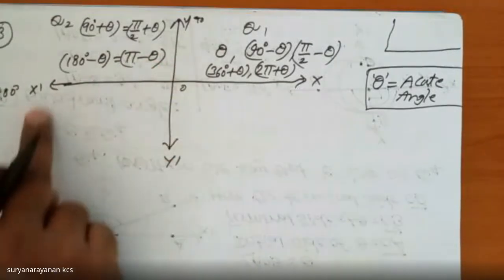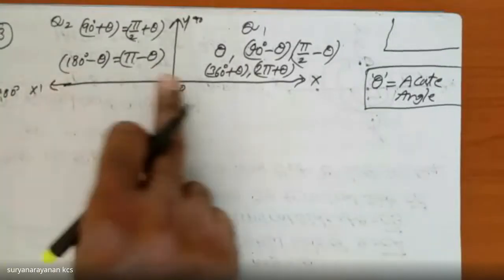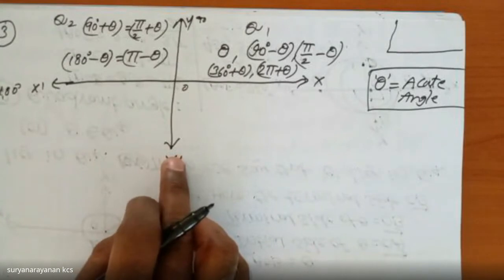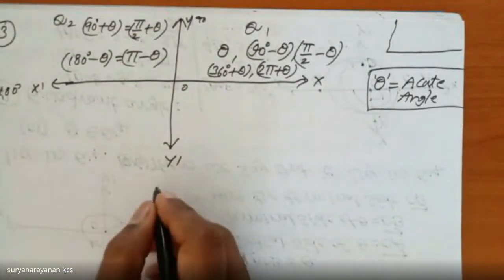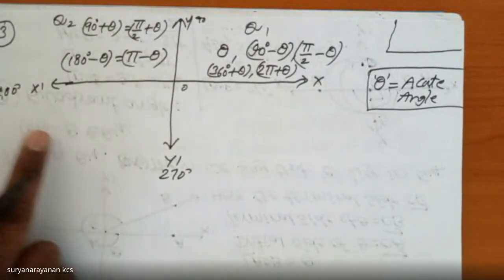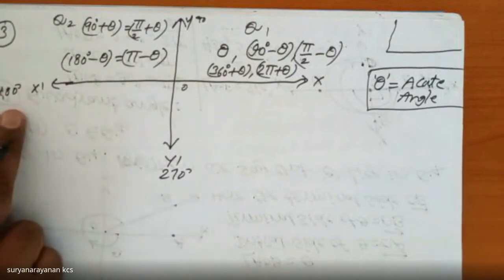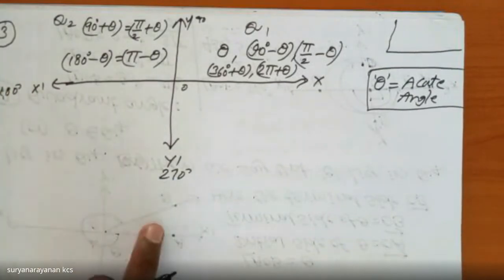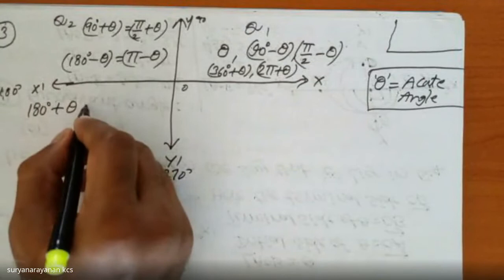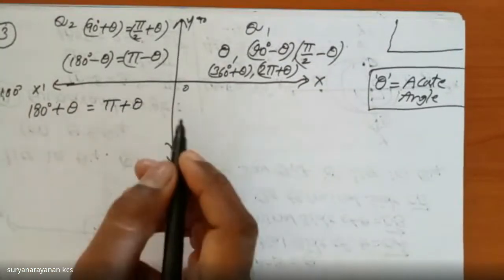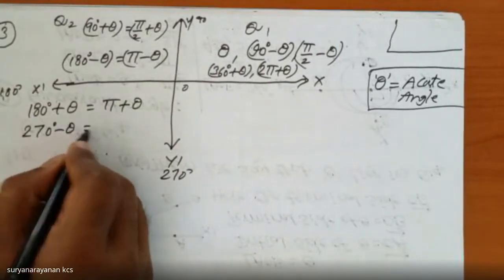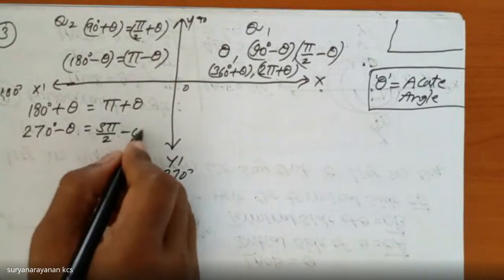Now come to the third quadrant. What is the nature of an angle which lies in the third quadrant? This is 180 and this is 270 degrees. So any angle in the third quadrant is more than 180 and less than 270. More than 180 means 180 degrees plus theta, which can also be written as pi plus theta. Less than 270 can be written as 270 degrees minus theta, or 3 pi by 2 minus theta.